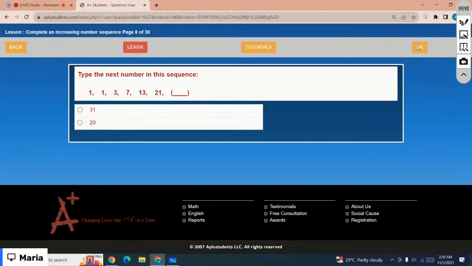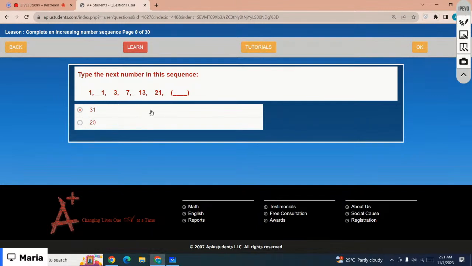Okay, type the next number in the sequence. So which is the next one in the sequence? 1, 1, 3, 7, 13, 21. So the next one in the sequence is, yes, it is 31. So the next number in the sequence is 31.